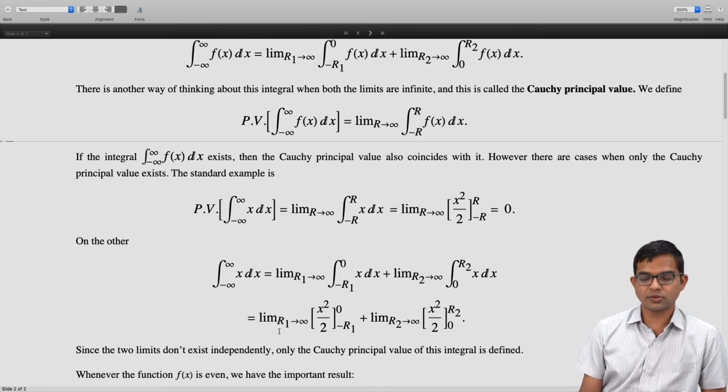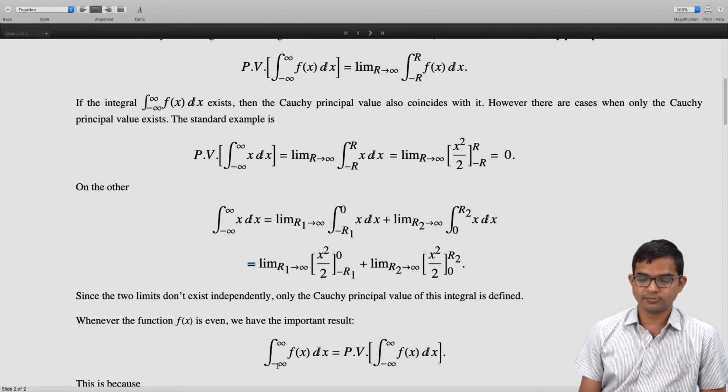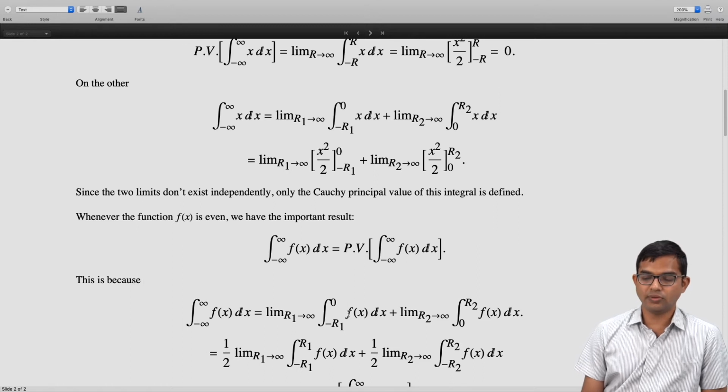There is one special case where for sure this integral is the same as the Cauchy principal value, and that's when f of x is even, right? The way to see that is, if f of x is even, we can write the integral from minus infinity to plus infinity of f of x dx according to the definition, and then because f of x is even, the integral from minus r1 to 0 of f of x dx is the same as half of the integral from minus r1 to plus r1, and again 0 to r2 is the same as going from minus r2 to plus r2 and then dividing by 2.